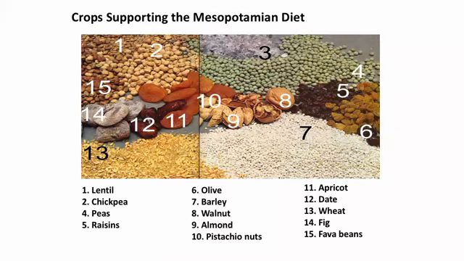Just to give you an idea of how good it was in Mesopotamia, these are the constituents of the Mesopotamian diet. And if you look at them, it's probably not too different to many. If you are on a vegetarian diet now, you would probably have most of those plants. They wouldn't be perhaps as high yielding as they are today, but they were there and they were part of a Mesopotamian diet.